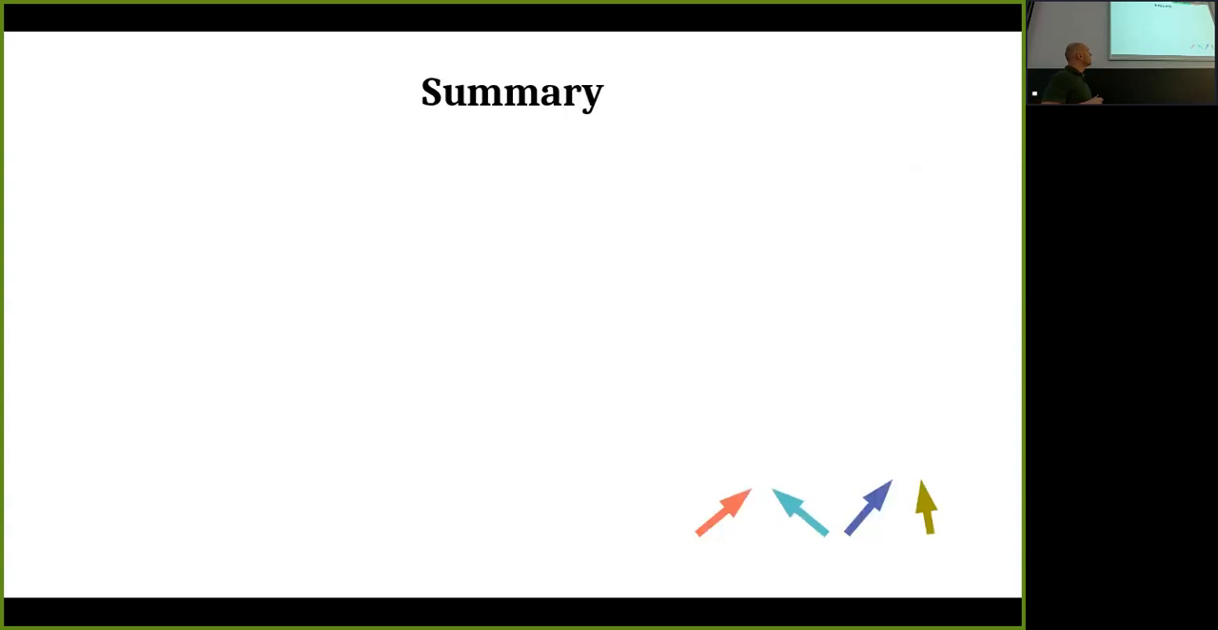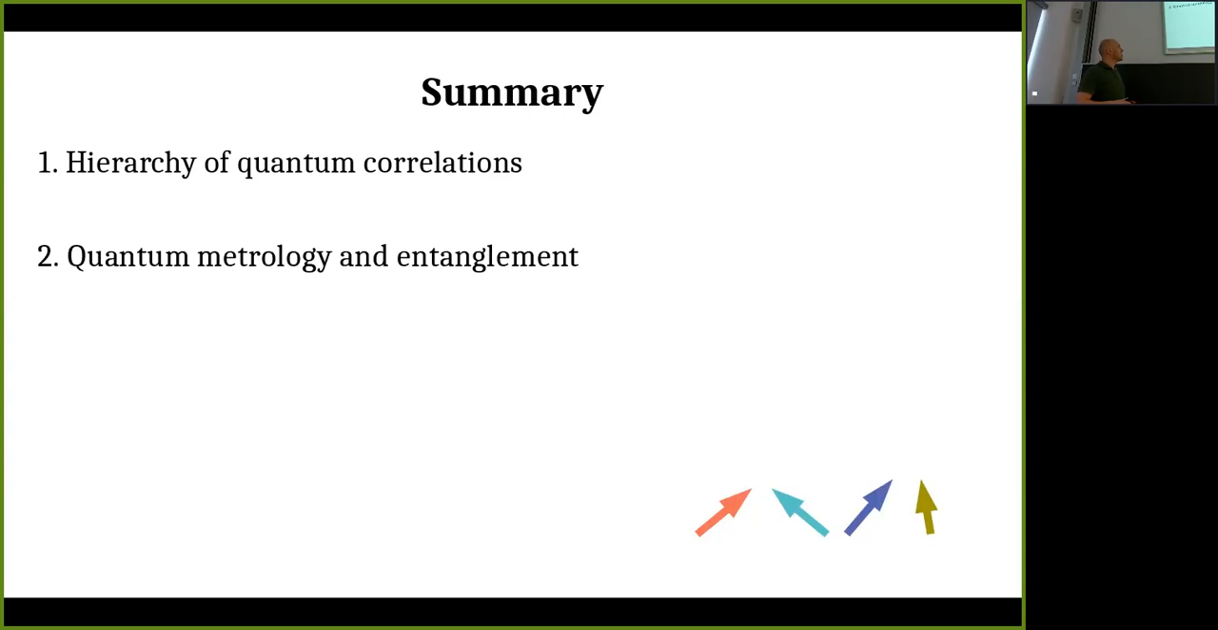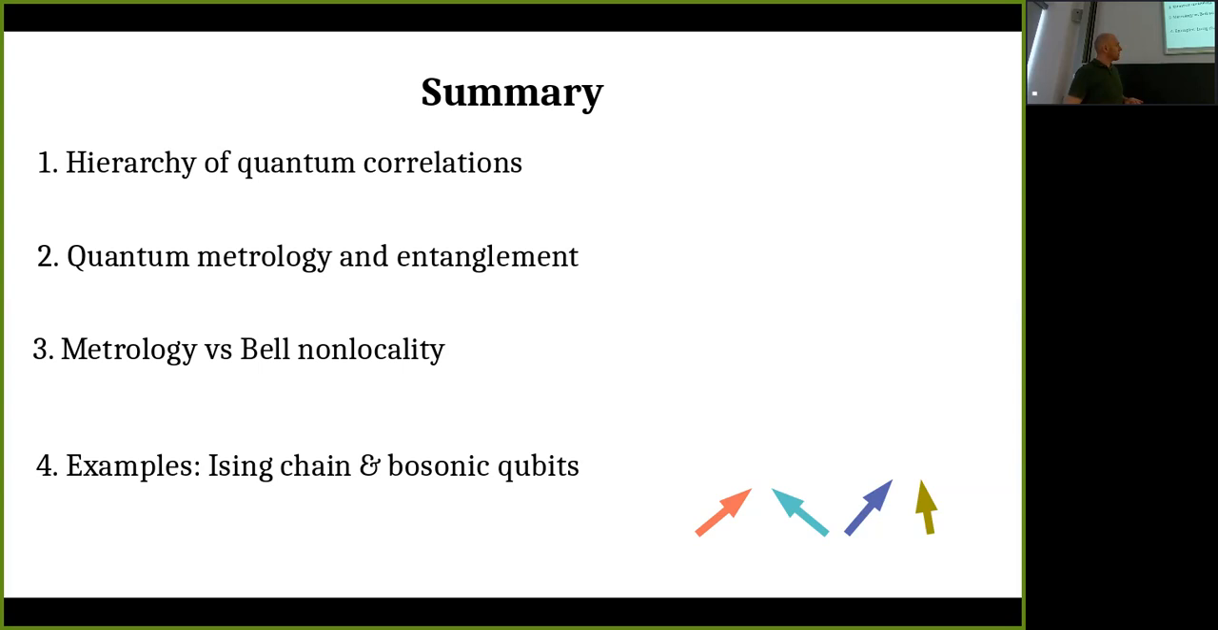So to summarize, I spoke about the hierarchy of quantum correlations, then the relation with the most well-known resource for quantum metrology, which is entanglement. I derived this bound linking non-locality with metrology, and I illustrated it with some physical examples. Thank you.